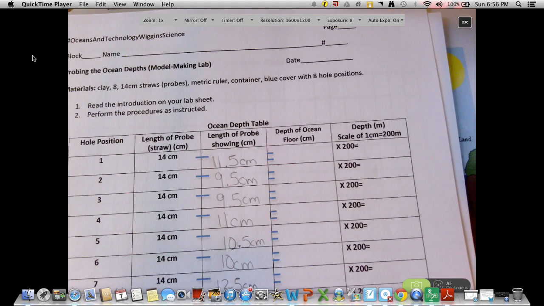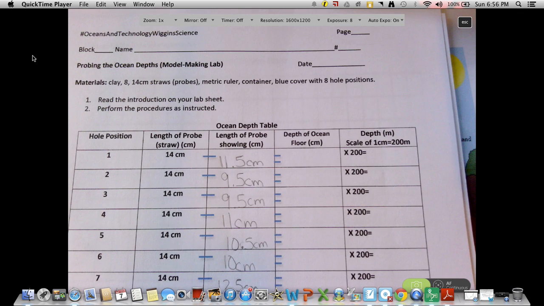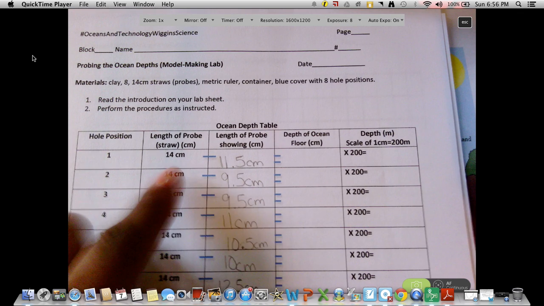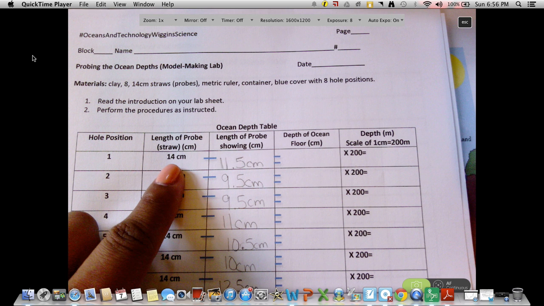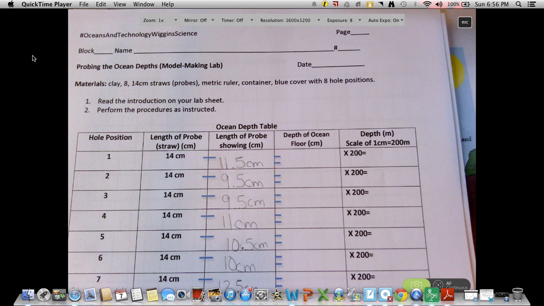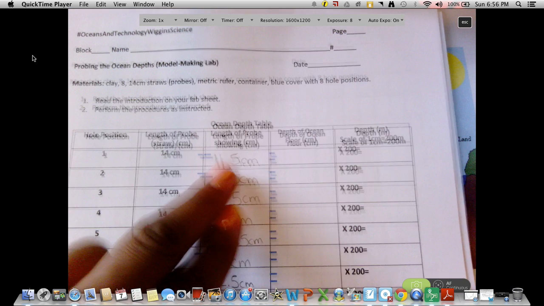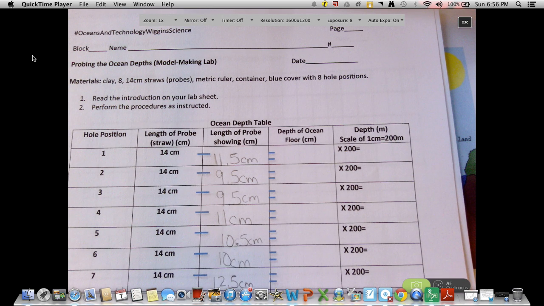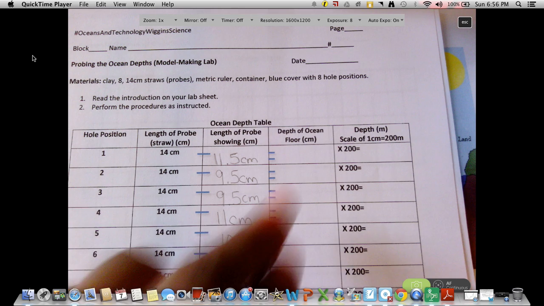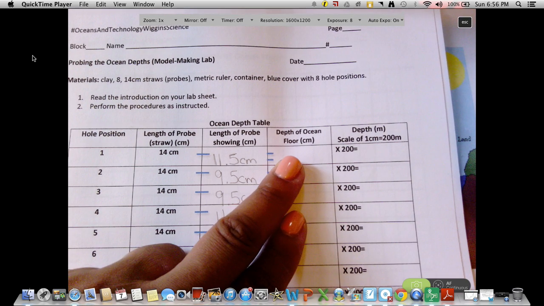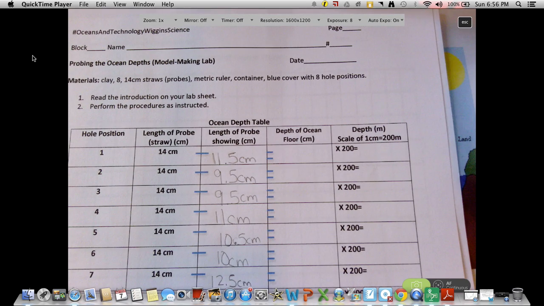Now, in order to go on and finish the rest, once I've measured all of my positions, how much of the straw is showing. The entire straw was 14 centimeters. Remember, I'm measuring the depth of the ocean floor, so the blue top represents something. So we're looking at what's still showing, which is 11.5 centimeters. We don't want to know what's out of the water. We want to know what's under the water. So this is the depth of the ocean floor that we're looking at.